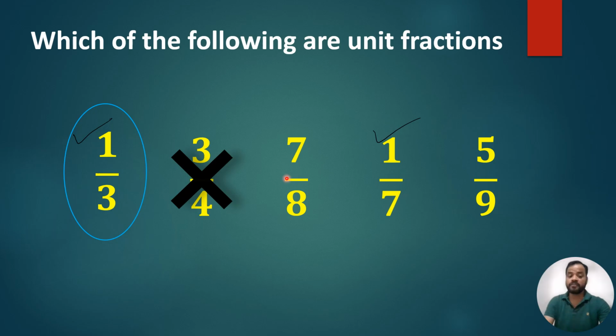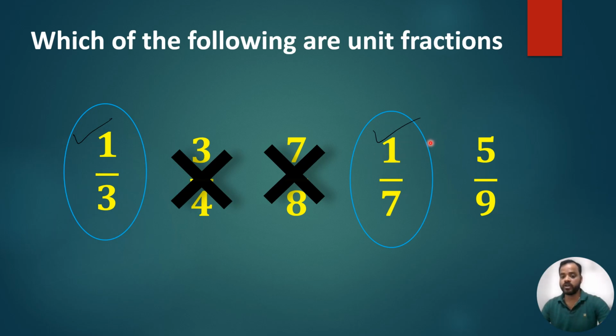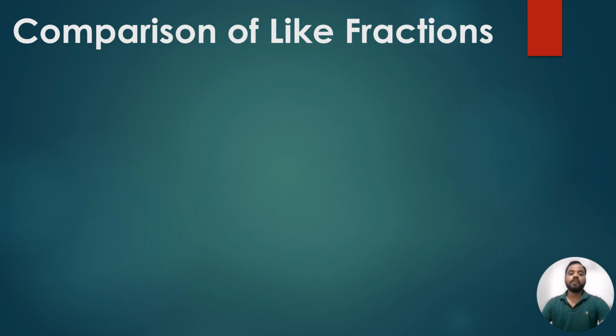3 by 4 is not a unit fraction because the numerator is not 1. 7 by 8 is not a unit fraction because the numerator is 7. 1 by 7 is a unit fraction because the numerator is 1. 5 by 9 is not a unit fraction because the numerator is 5. So unit fractions are those fractions whose numerator is 1. Now we will compare the like fractions. So what are like fractions? Like fractions are those fractions which have the same denominator.